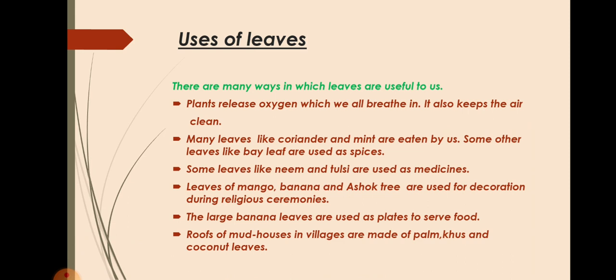Uses of leaves. There are many ways in which leaves are useful to us. Plants release oxygen which we all breathe in. It also keeps the air clean. Many leaves like coriander and mint are eaten by us. Some other leaves like bay leaf, that means tejpata, are used as spices. Some leaves like neem and tulsi are used as medicine. They are medicinal plants.